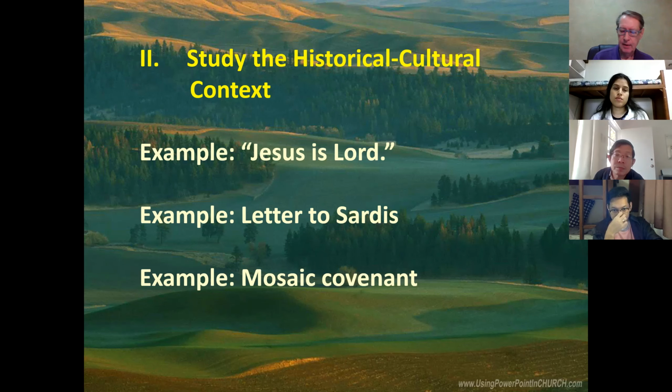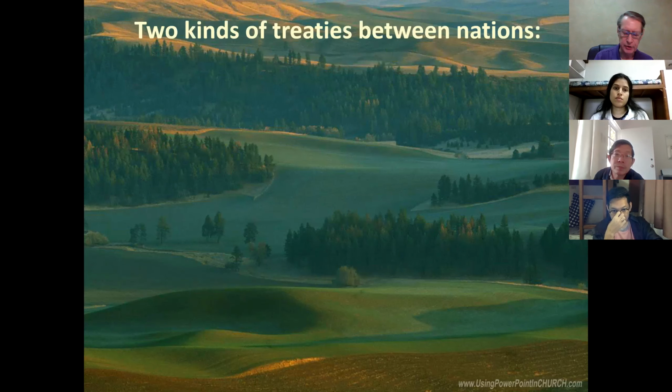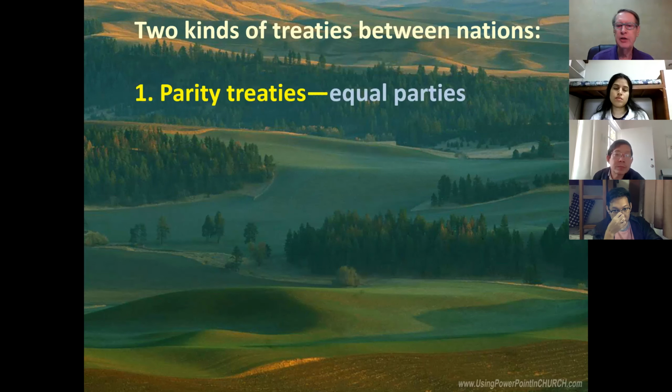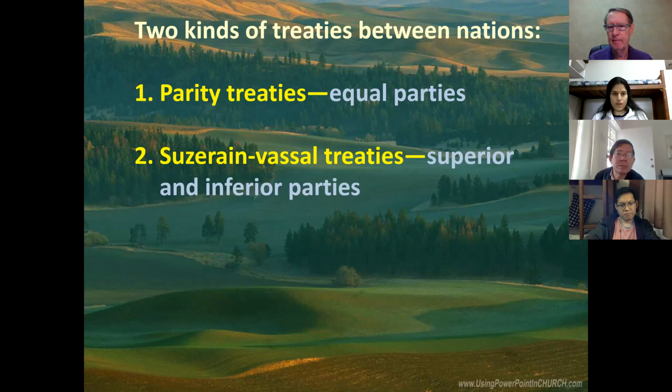In Old Testament times, there were two kinds of covenants between nations. Sometimes nations entered into agreements where both parties were equal, and we call these parity treaties. The two nations will make an agreement, they're both equals. But there was a kind of treaty that closely paralleled the covenant of Yahweh with Israel. It was a treaty made between a conquering nation and a subjected nation. And it was called a suzerain-vassal treaty. The suzerain is the conqueror. The vassal is the conquered country. So we have a superior and an inferior party here.